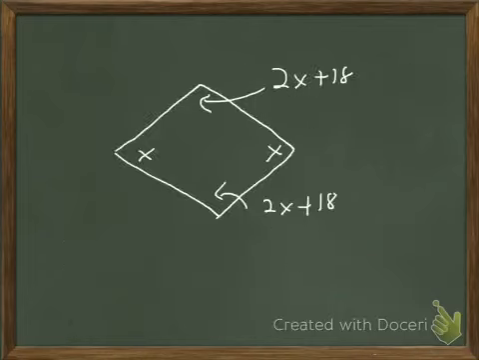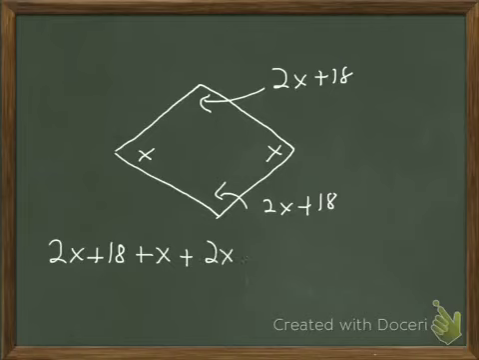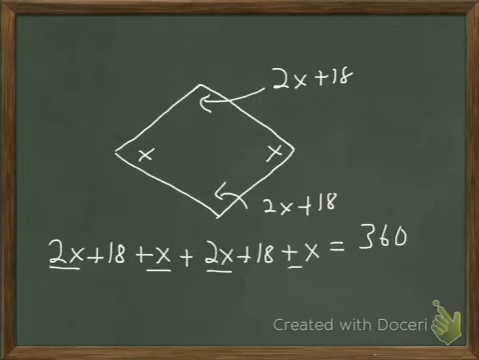Okay, moving on. Here, I'm going to start with the 2x plus 18 at the top, then coming around and getting the next x, then coming to the bottom and getting 2x plus 18, and going to the left and getting the other x. Equals 360, since it's still a quadrilateral. Add your like terms, all the x's: a 2 plus a 1 plus a 2 plus a 1. So that's 6x, and then you have 18 and 18 to go together, which would be 36.